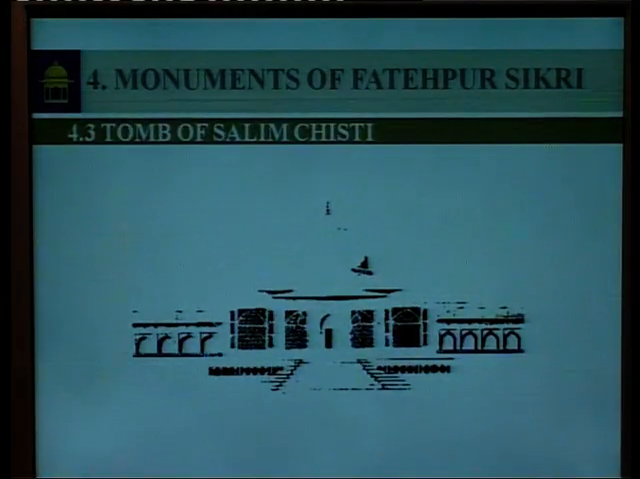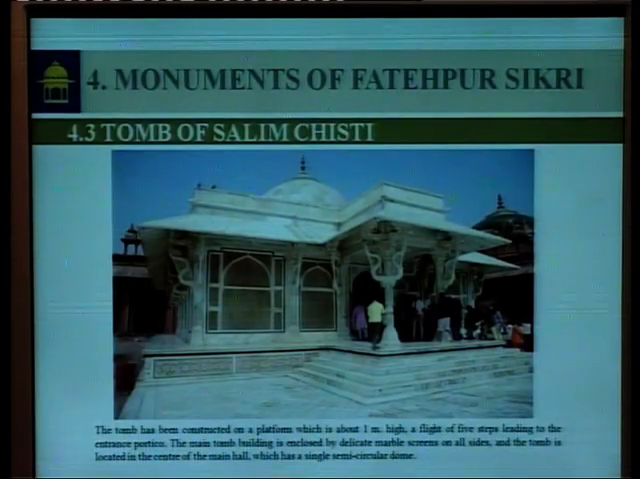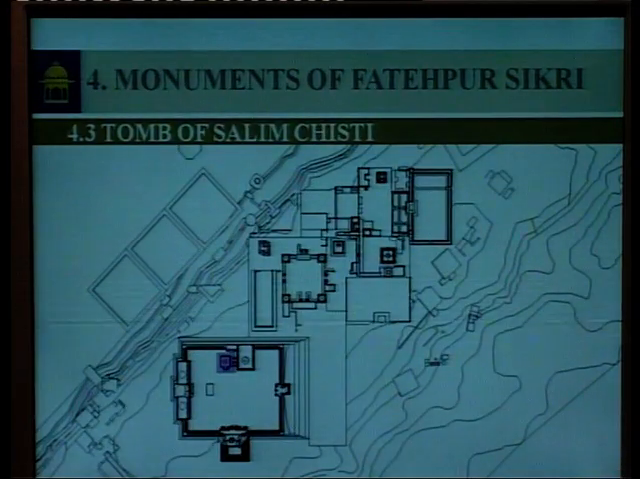We have the tomb of Salim Chishti. Salim Chishti, remember, is the saint to whom Akbar came, and when he was blessed with a son, he decided to shift his capital to this place. So Salim Chishti is buried here, and his tomb is one of the very prominent buildings, a very famous tourist attraction, and it is said that if you go there and tie a thread, whatever you wish, that wish is fulfilled. So it is this building we are talking of.